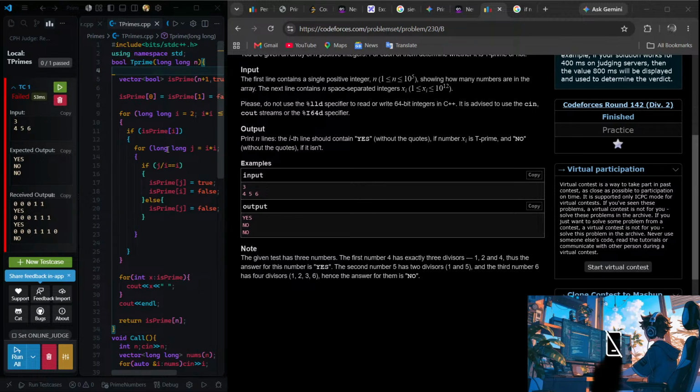I will create the array of 5 size. Look, what's going on? I'm creating an array of 5 size. So 0 is not prime, 1 is not prime, but 2 is prime. So as 2 is prime, I will mark 2 as not a T-prime. So I will mark it as false.